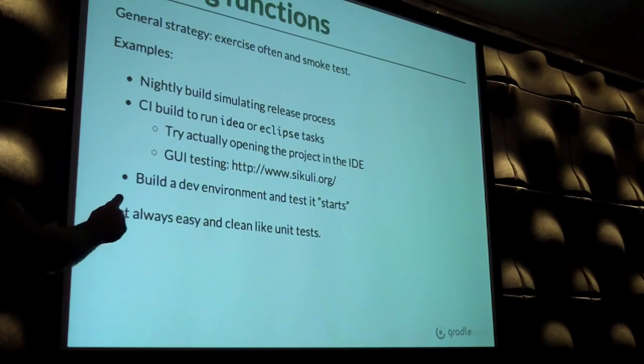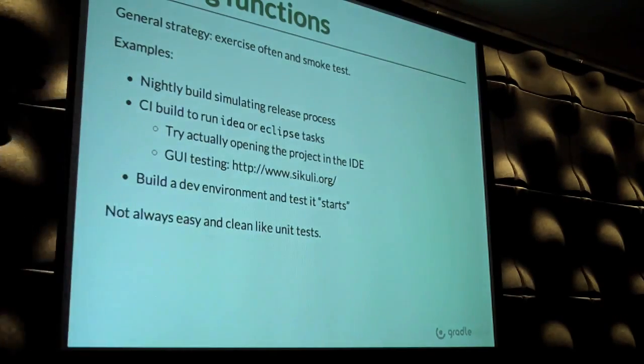Now, testing functions, something a bit more complex than a distribution. The general strategy is to exercise it often. Don't let any function sit there unrun, because it will decay and break. So run it as often as possible and smoke test. A good example of this is having a nightly build process. If you aren't practicing continuous delivery and have a release, even if it's just a week long, I would say a week is too long to let the release process sit there unrun. So have a nightly build that simulates the entire release process as closely as possible.